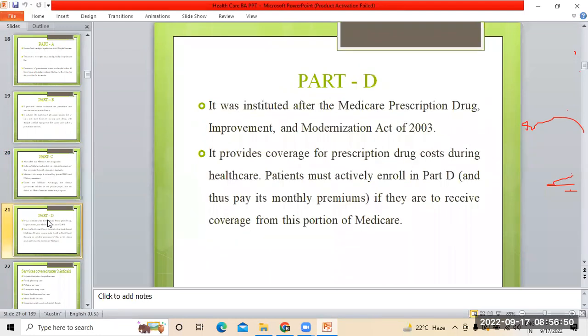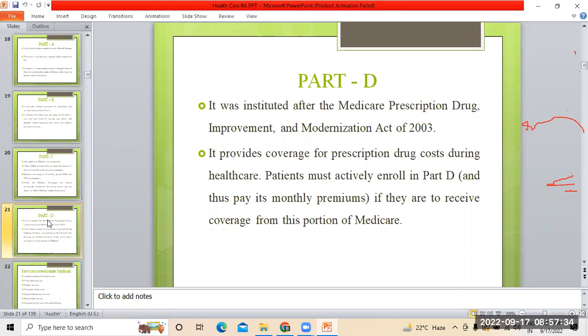The next one we call part D. This part D has been instituted majorly for prescription drug improvements, right? So it majorly provides coverage of prescription drug costs, whatever the medicine cost I'm talking about, during healthcare especially. So that is covered under this one. Part D majorly focuses on that part, and all the medical drug costs will be covered under part D.